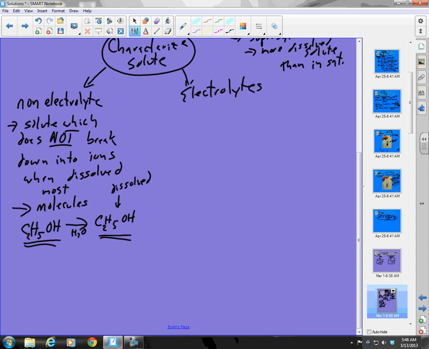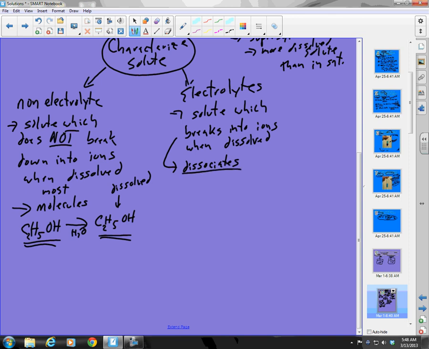Electrolytes, these are things which, it's a solute which breaks into ions when dissolved. Good. And the term that we use for breaking into ions, we call that dissociates. That means it breaks into ions. So we could say that, hey, solutes which dissociate when dissolved are electrolytes. And these guys are ionic compounds, strong acids, and weak acids. Okay, so those are my electrolytes.